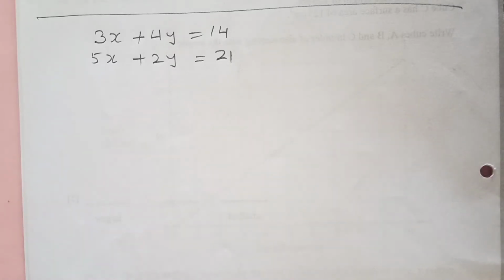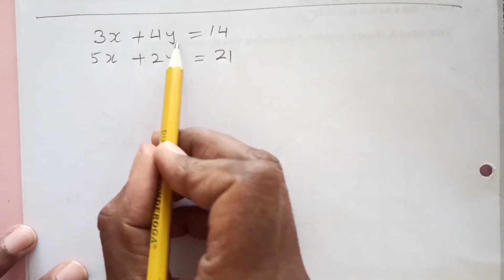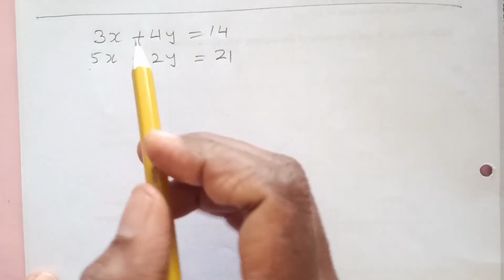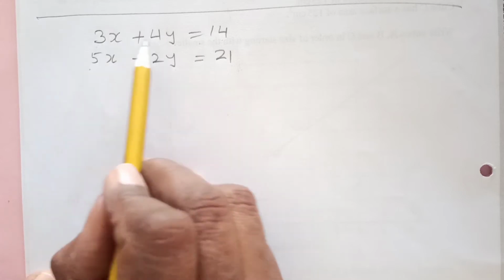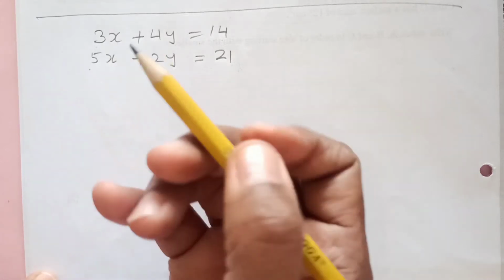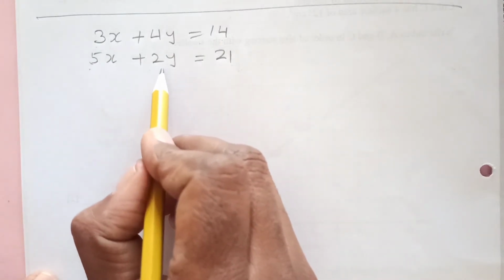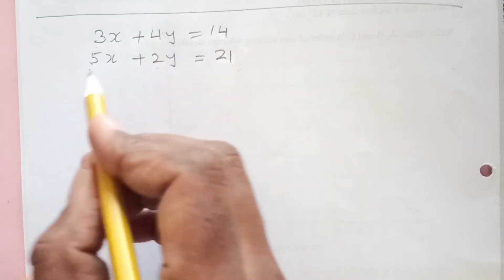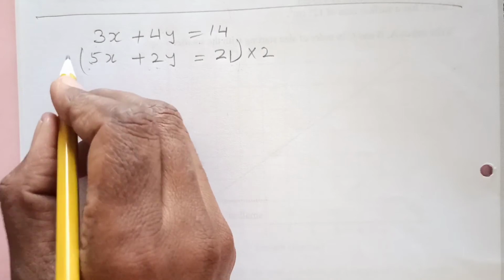Here is another question. I have just taken one example here. 3x plus 4y equals 14, 5x plus 2y equals 21. Now you see the coefficients of x and y are all different. So we can choose any one to make the same. I feel this is easier. We have 2; multiplying by 2, you can make it 4. So multiply this equation by 2 and rewrite everything here.